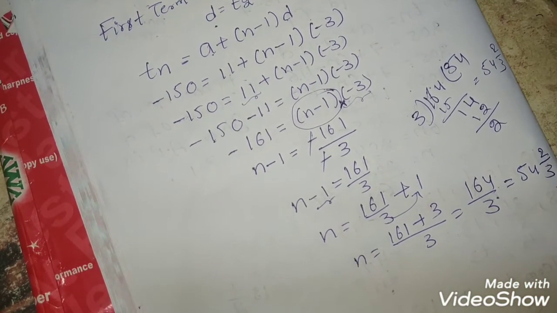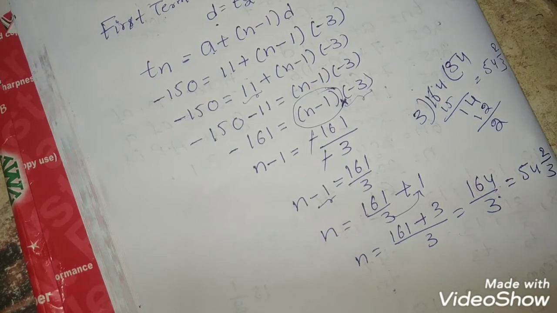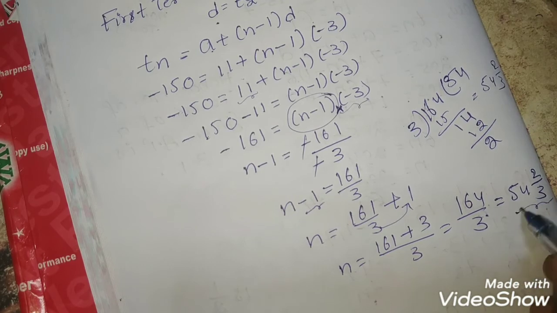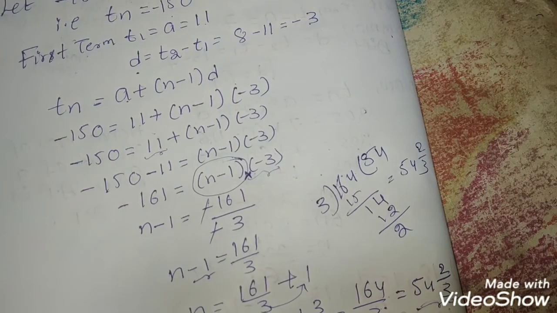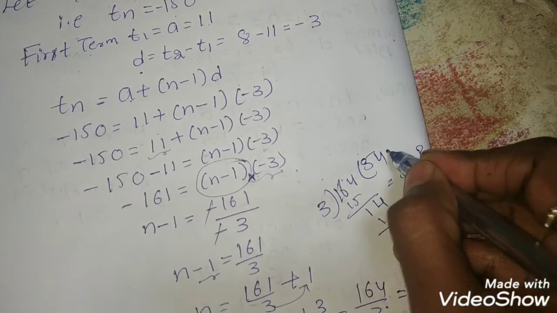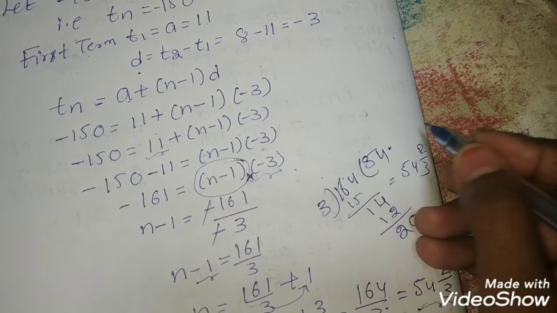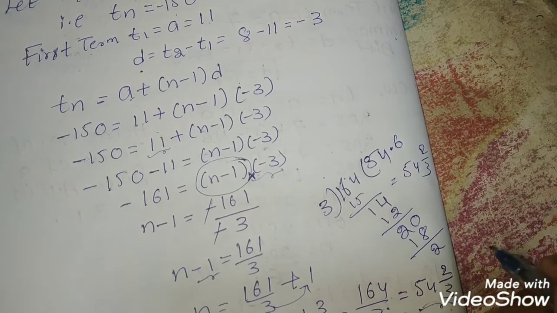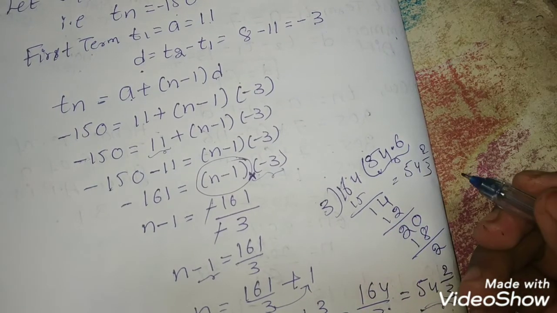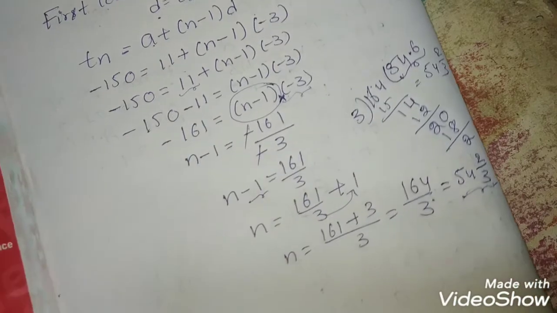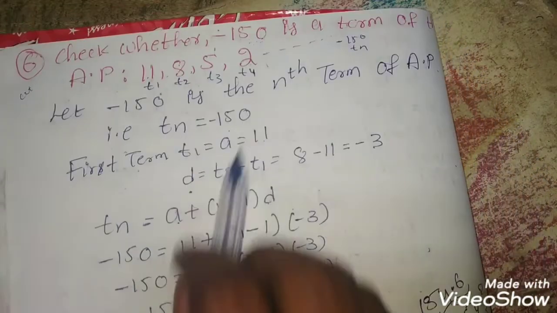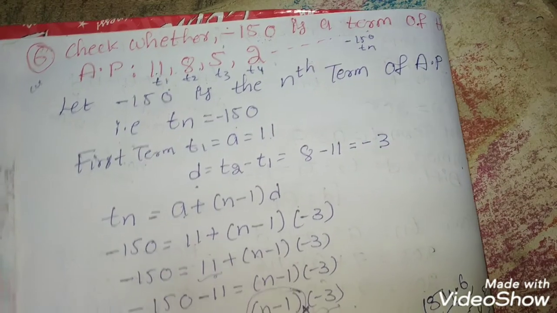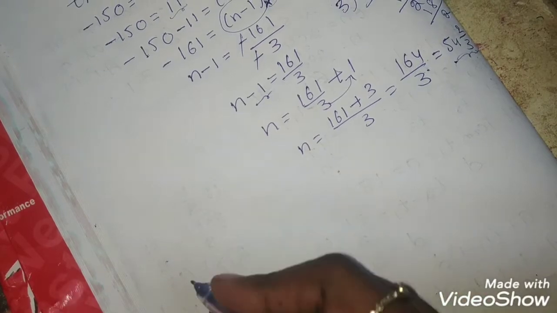But what do we need? We need a positive integer, but it is coming in decimal form. Decimal form means like this: if you put the point and get 0, next 3 fours are 12, 3 sixes are 18, and again the remainder is 2. That means we are getting a decimal form. But we need a positive integer, then only is minus 150 a term in the arithmetic progression. Otherwise not. So what do you write in the conclusion?